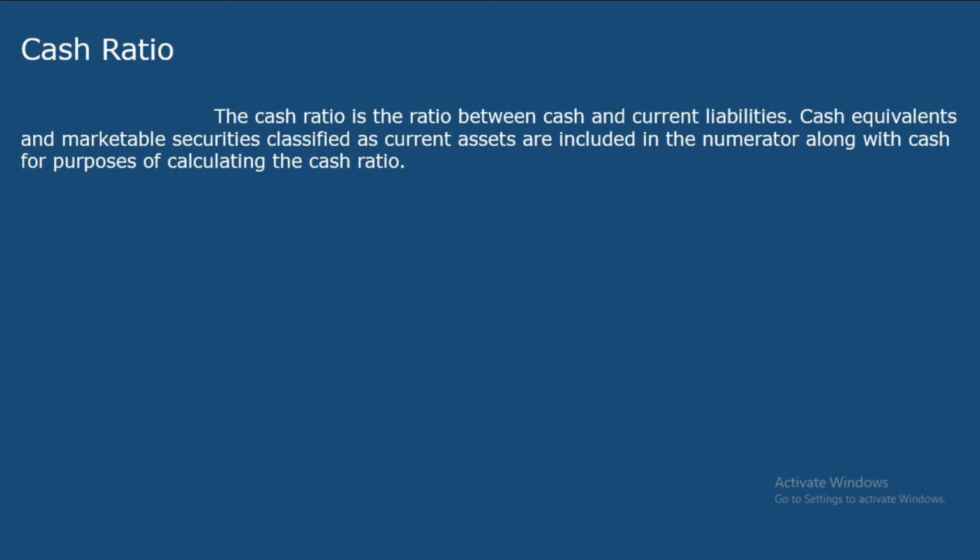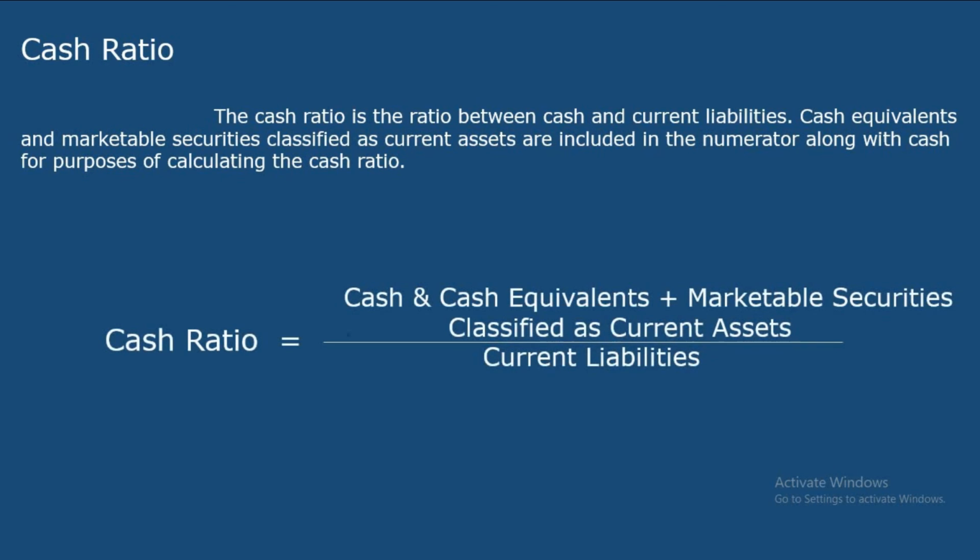Cash ratio. The cash ratio is the ratio between cash and current liabilities. Cash equivalents and marketable securities classified as current assets are included in the numerator along with the cash for the purpose of calculating the cash ratio. How to calculate the cash ratio? It is cash and cash equivalents plus marketable securities, only those classified as current assets, divided by current liabilities. Please note, the accounts receivable is not included in the numerator because that is not a cash or cash equivalent.